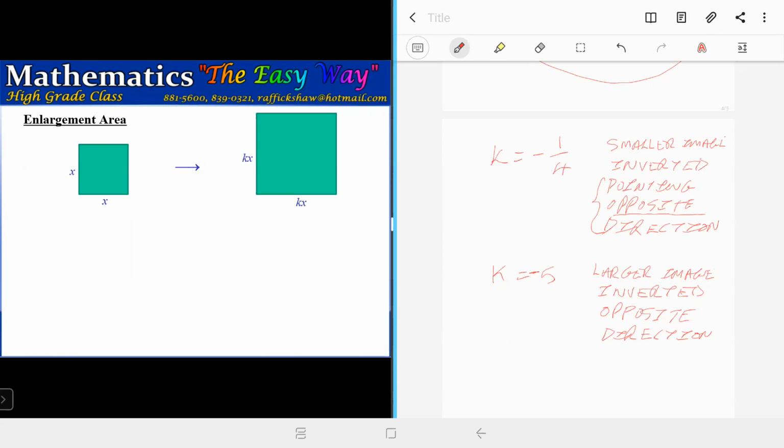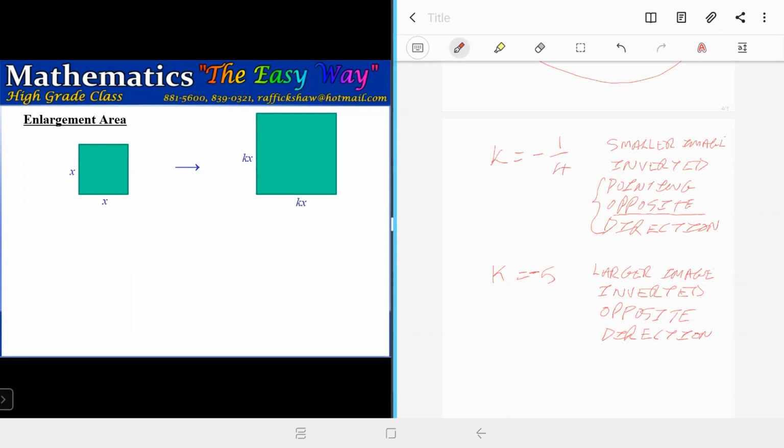And then usually you can look at the sides and see that one side is twice as large as the next side, so you know that the scale factor is a 2. The value is a 2, but it's negative because it's pointing opposite. So you know the scale factor is -2.